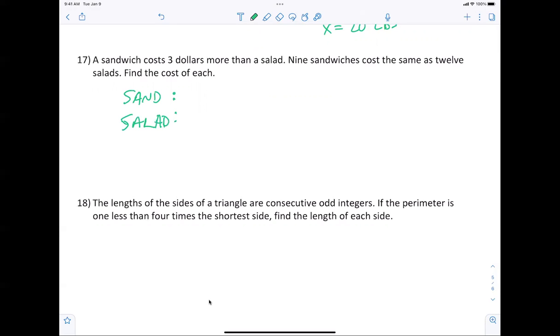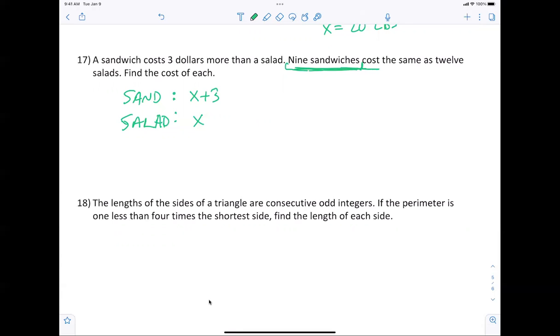So would it be 3 plus X equals 10? Yes, but I'm just gonna go ahead and say X plus 3. All right. And then what? And then for salad, it'll be X. Right, and 9 would just be X times. Wait, X plus. Times.